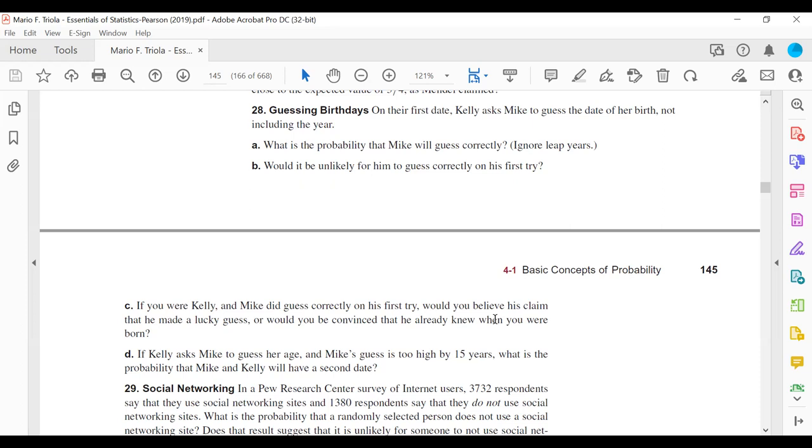And if Kelly asked Mike to guess her age and Mike's guess is too high by 15 years, what's the probability that Mike and Kelly will have a second date? No, I don't think that's going to happen. He's going to get slapped. Nope, not going to have a second date.